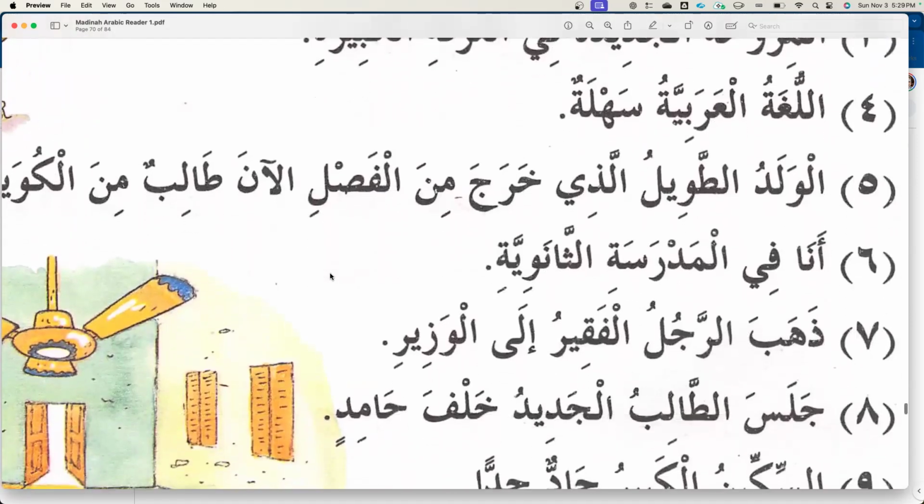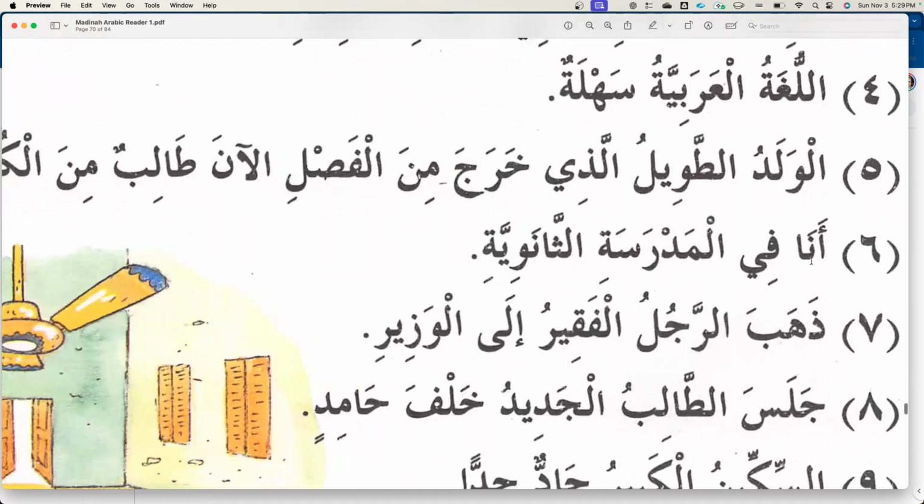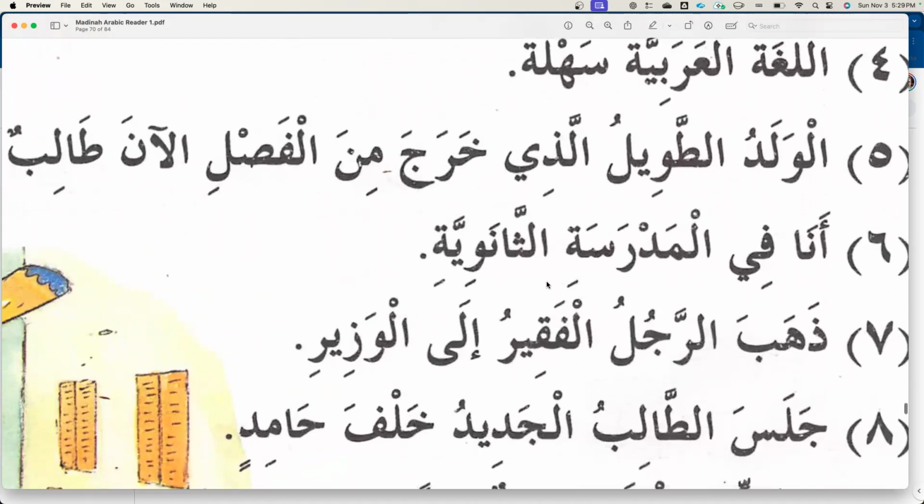All right, read for him and don't translate. أنا في المدرسة الثانوية. I am in high school. الثانوية or الثانوي means secondary, secondary school meaning high school. There's ibtidaiya, or ibtidai, meaning elementary, and then the middle one.